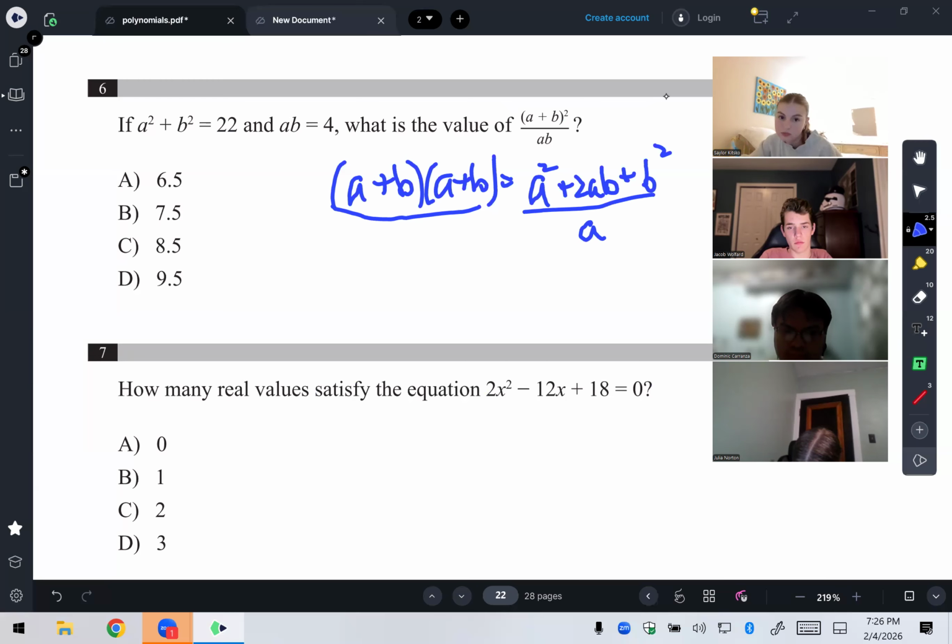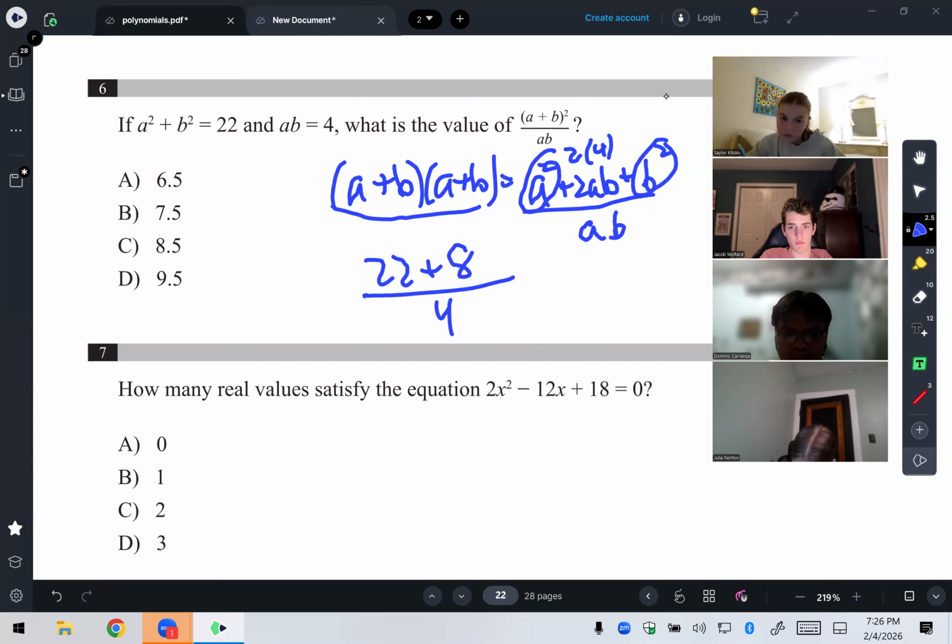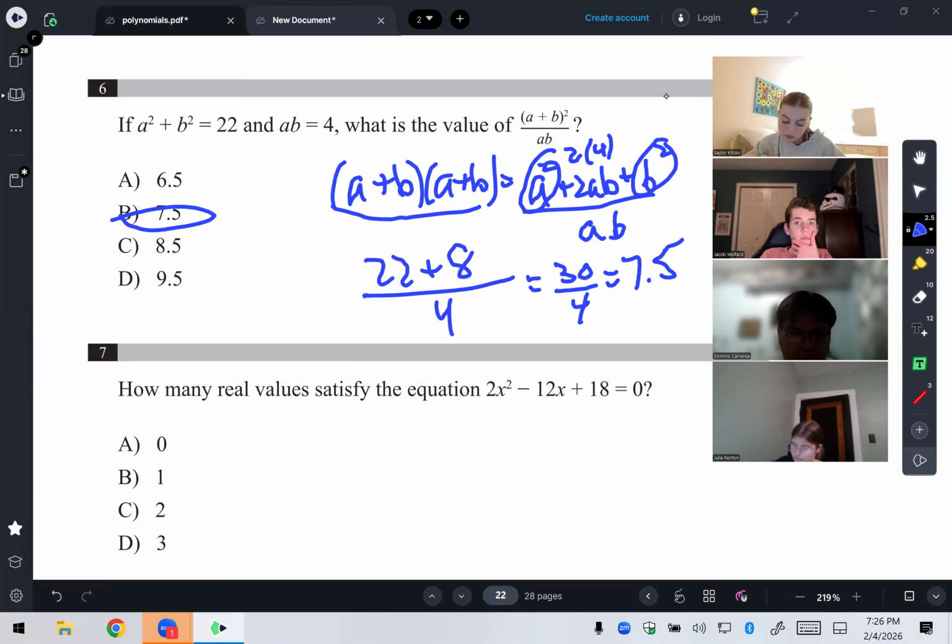This is over AB. So A squared plus B squared, that's going to give us 22. Then we need 2 of these, which is 2 times 4, all over 4, and 30 over 4 on this planet is 7.5. Okay, we're good?